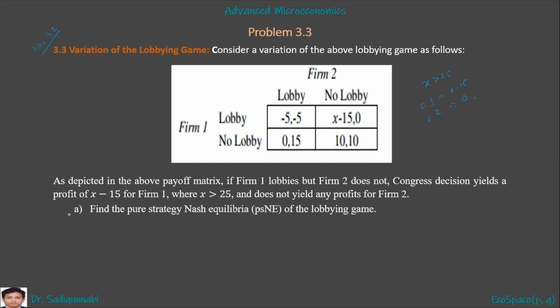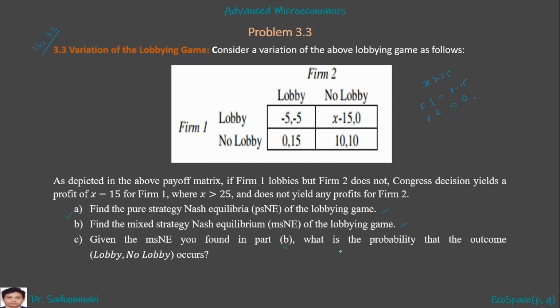We are requested to find the pure strategy Nash equilibrium of this lobbying game, the mixed strategy Nash equilibrium of this lobbying game, and we are asked to find what is the probability that the outcome lobby, no lobby occurs. And finally, how the result in part C varies when x increases. So when x increases, we know that x is greater than 25, but if x increases, what happens? That is what question 3.3D wants us to interpret.